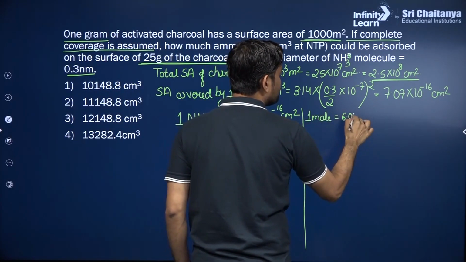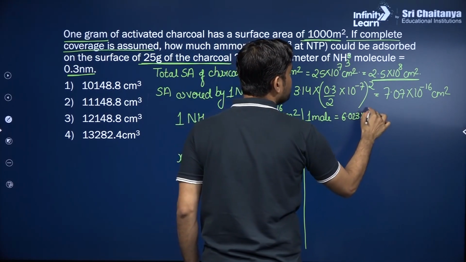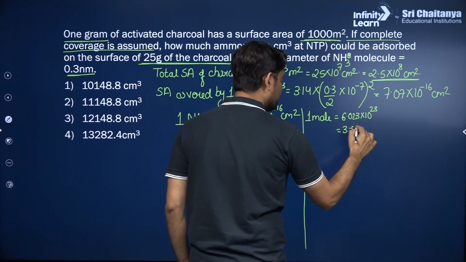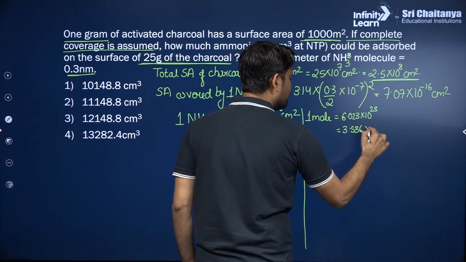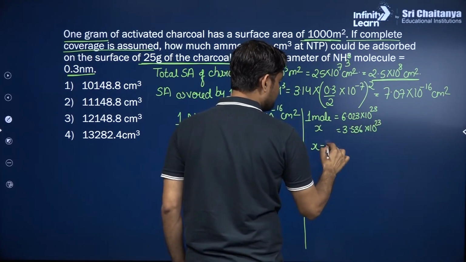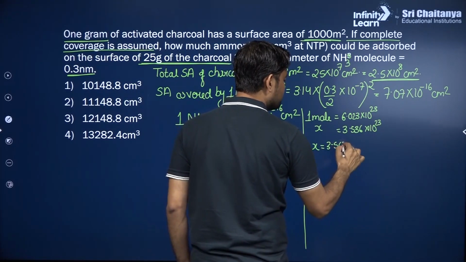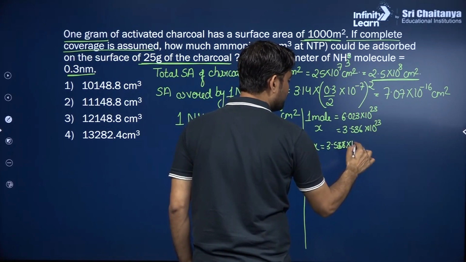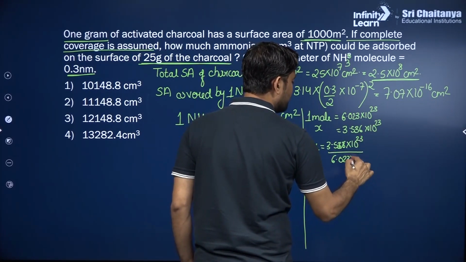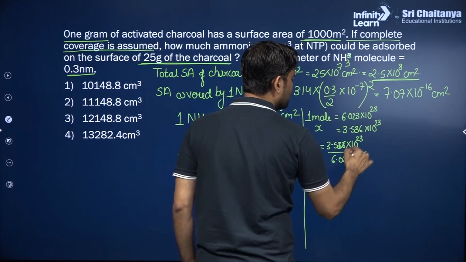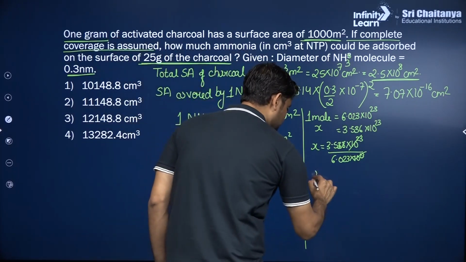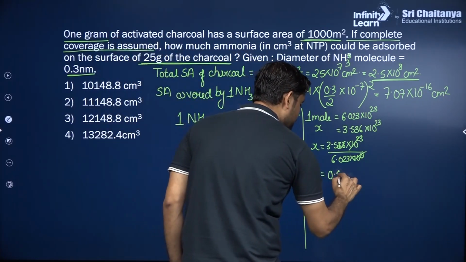1 mole gives 6.023 into 10 raised to 23 molecules. How many molecules do we have? 3.536 into 10 raised to 23 will be given by X. This X will be 3.536 into 10 raised to 23 whole divided by 6.023 into 10 raised to 23. It is approximately half, but the actual answer you will be getting is around 0.59.